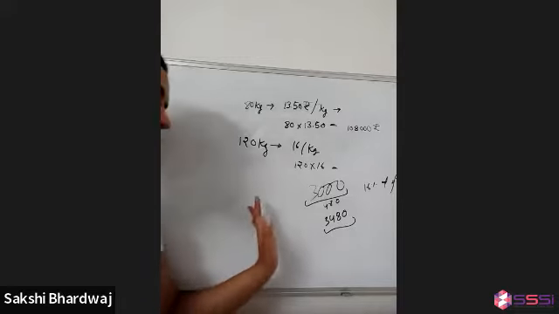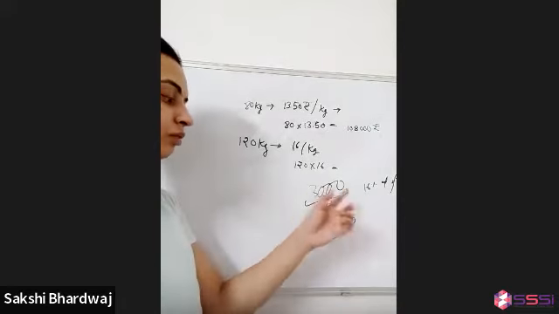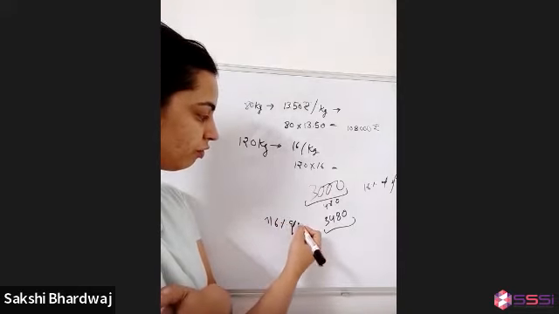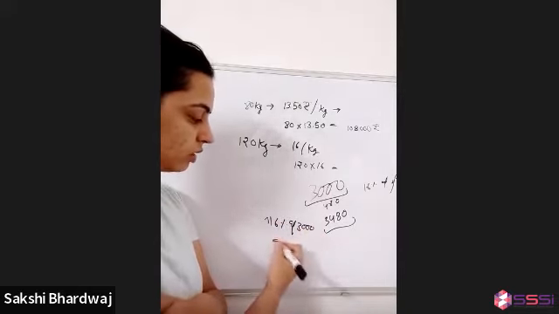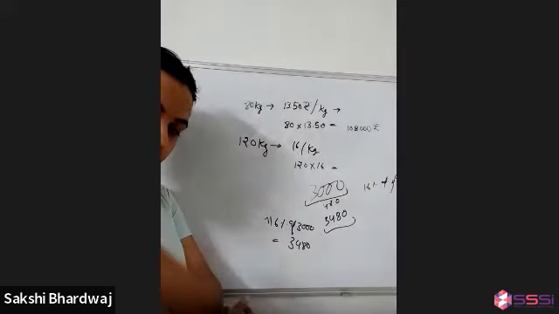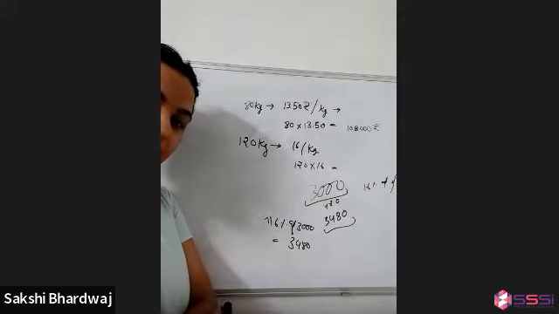$480. That means 16% of this is 480. Now 116% of 3,000 is 3,480. We're going to add 16%. Yes.